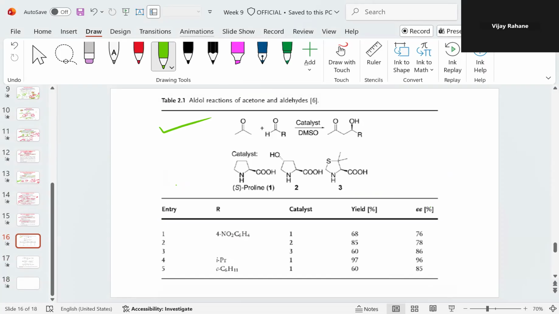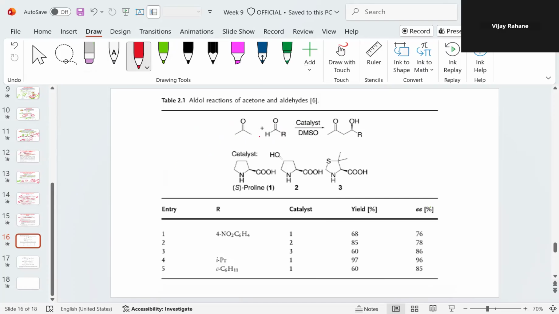So this is one example that I have shown. If you look closely, this is the aldehyde and this is the ketone. When we treat the ketone with the base, what happens? It forms the enolate, and when you treat the enolate with the aldehyde, it forms the aldol condensation reaction, right? This is a very well-known reaction. So now it's just a modification. We need the chirality in the product.